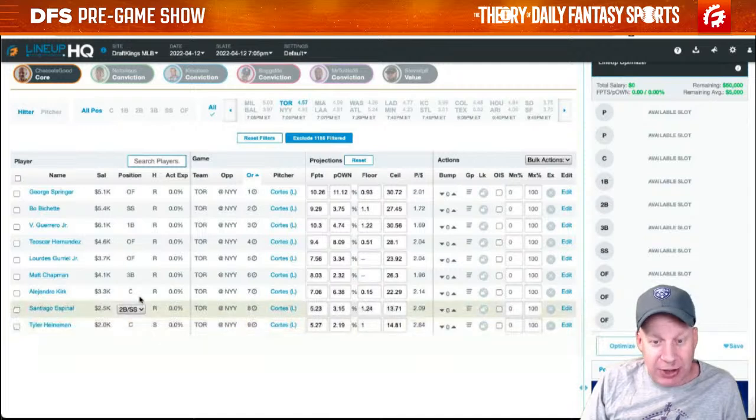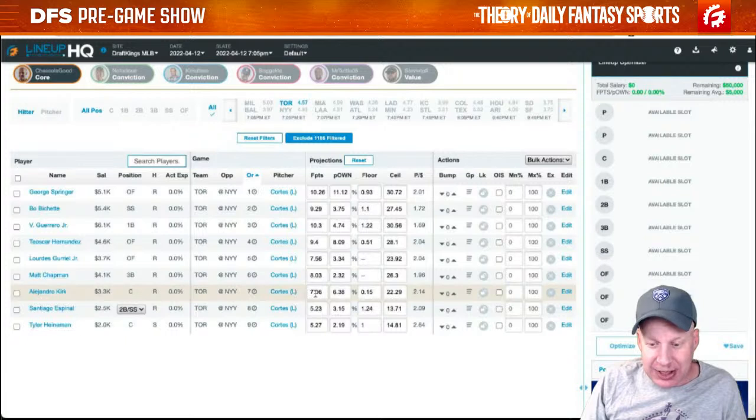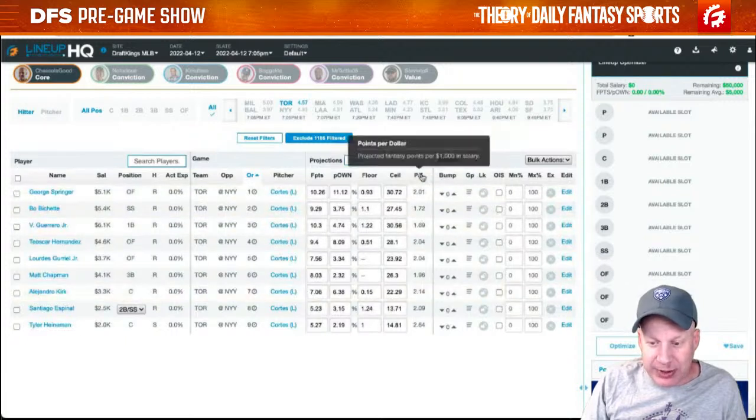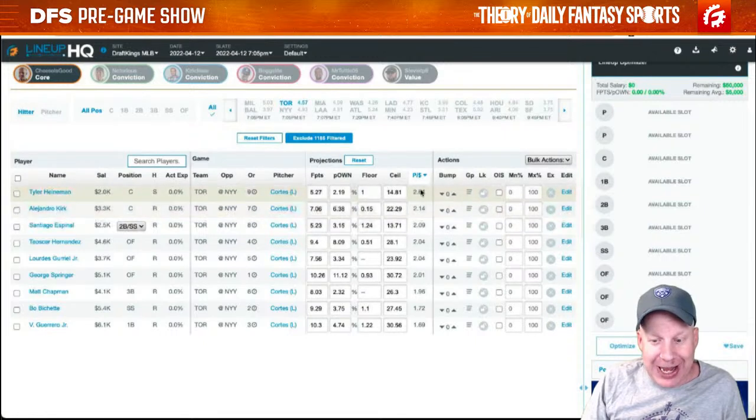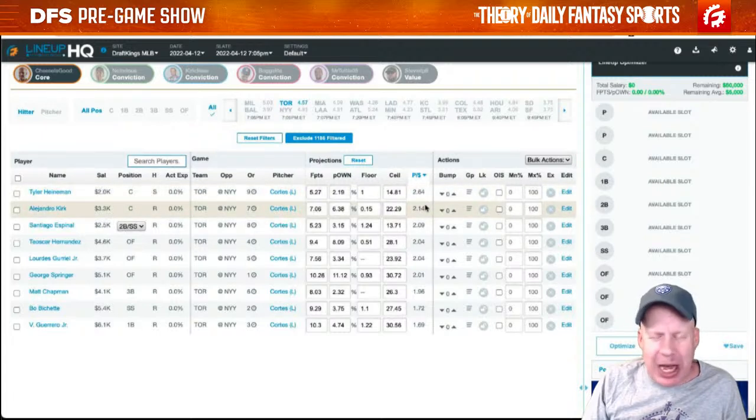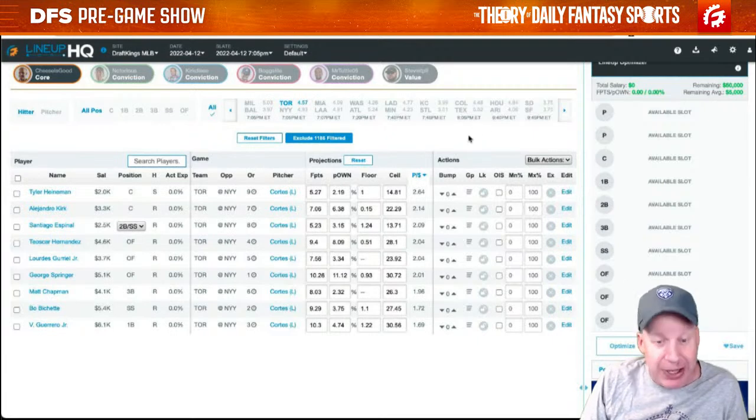So on DraftKings, Kirk is 3,300 at 7 points. So if you sort by points per dollar, you're more likely in your stacks to get Heineman than Kirk, because Heineman provides you with a higher points per dollar value. And remember, the optimizer, that's all it knows. It's just solving a knapsack problem. So most likely, if I want a ton of the Blue Jays, I'm not saying we should tonight, I'm just making an example.